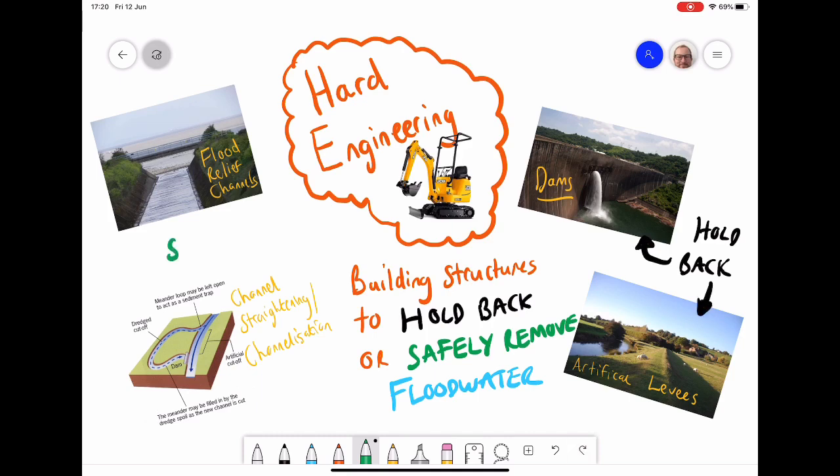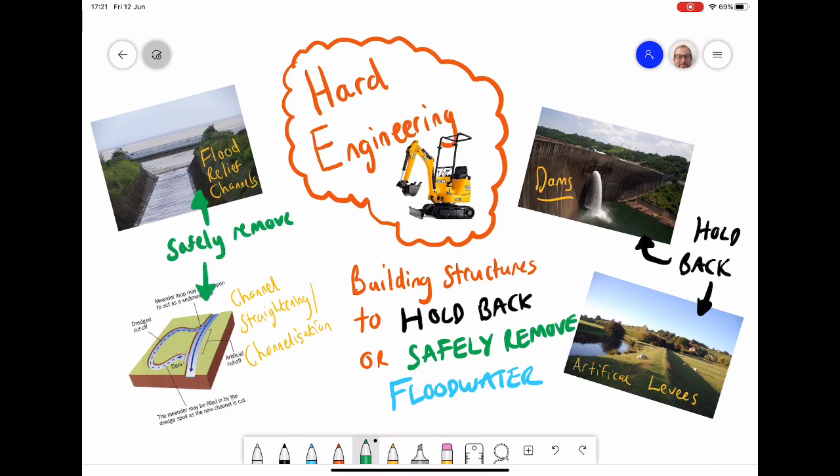So levees is where you build these artificial banks. Dams, obviously the water would be kept behind the dam and then slowly released to stop flood water spreading out naturally. And in terms of safely removing, we have flood relief channels. These are channels that are normally made out of concrete, and they would divert flood water away from the main river.